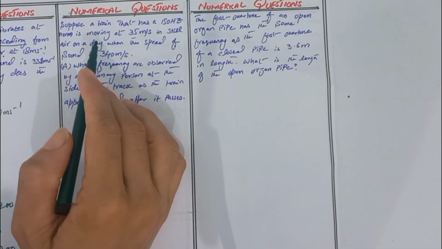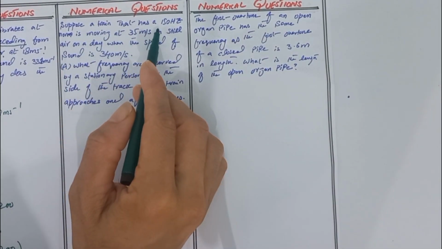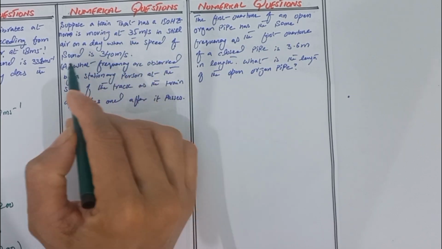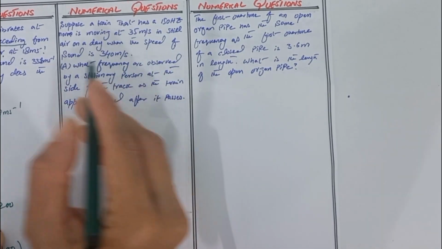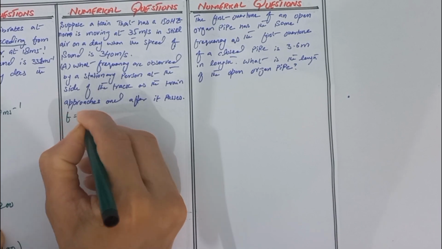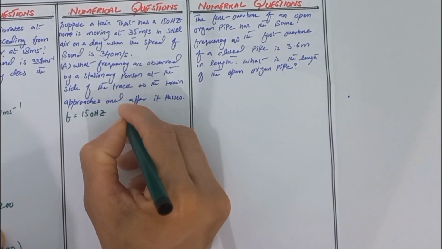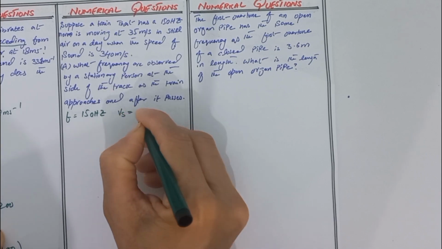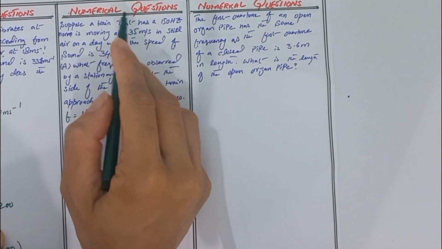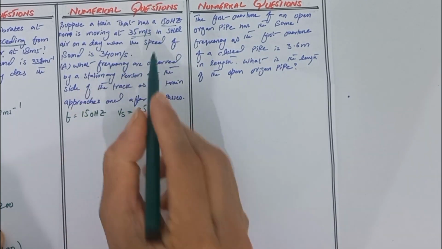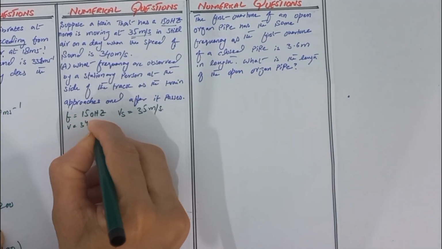Another numerical says: suppose a train that has a 150 hertz horn is moving at 35 meters per second in still air on a leaf, and the speed of sound is 340 meters per second. The frequency of the horn is given as 150 hertz and the speed of the train is 35 meters per second. Here the train is the source, because its horn produces the sound at 150 hertz in still air, and the speed of sound v is equal to 340 meters per second.